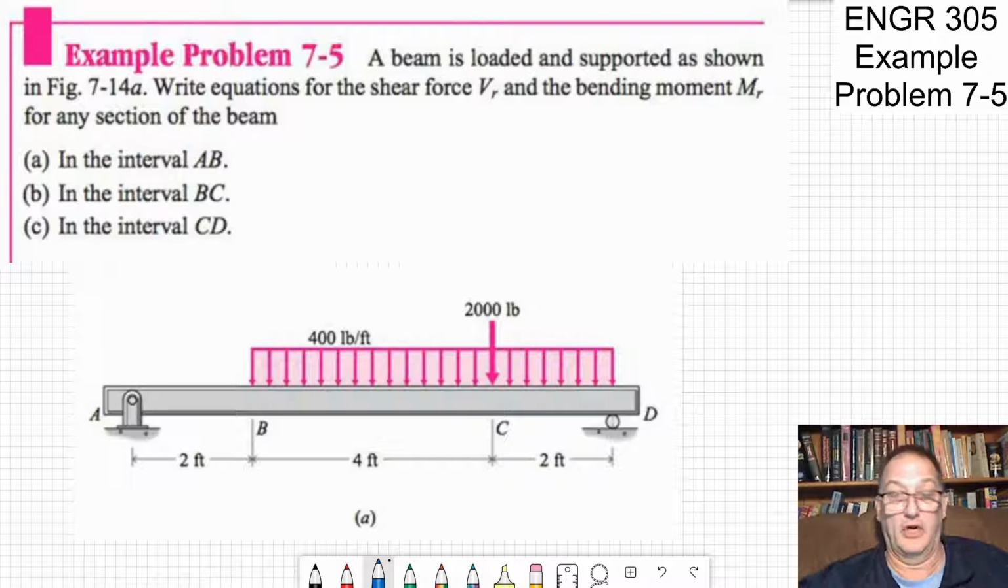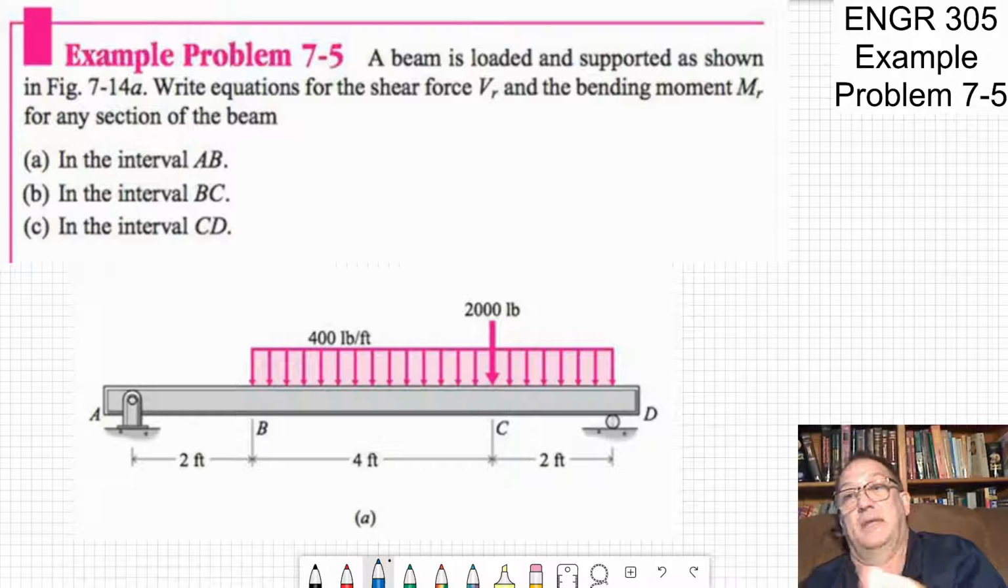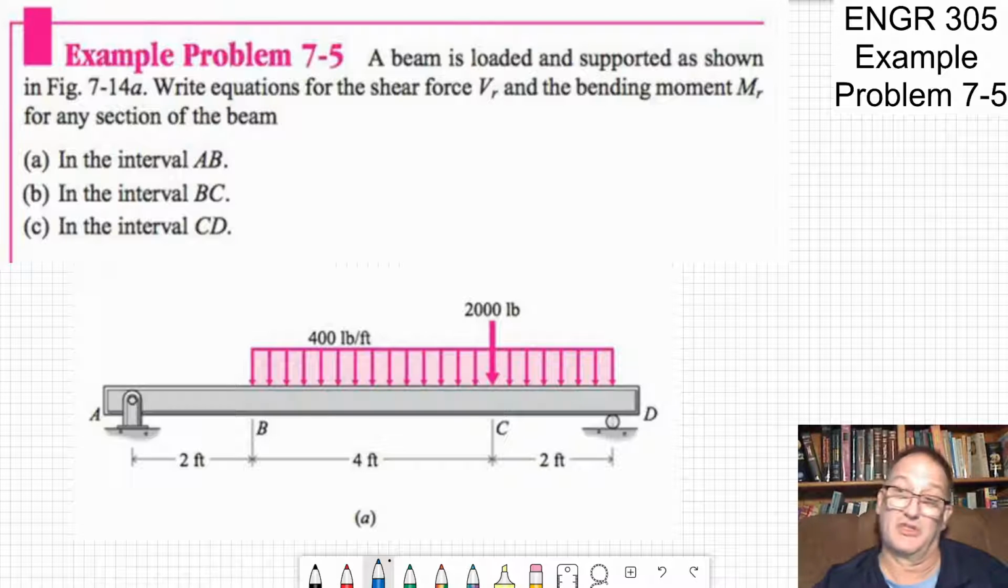We have to do a graph which shows the shear at every section of the beam and the bending moment at every section of the beam. So do it for the interval AB, BC, and CD. All right. So if you look, you can see that things change. Things are the same from A to B, things are the same from B to C, and there's a point change at C, and then they're the same from C to D. And actually there's a point change at A and a point change at D.